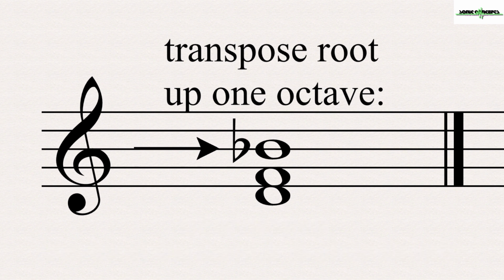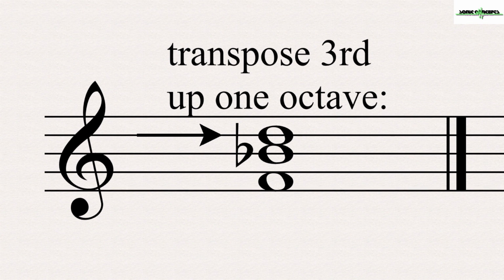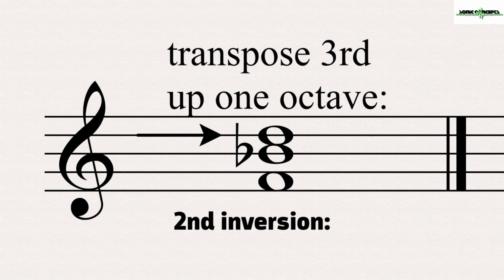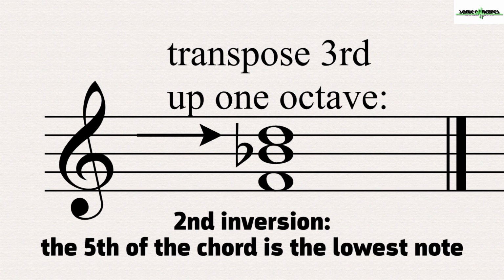Finally, let's take the lowest note of this chord, the third, and transpose it up one octave, leaving the fifth and the transposed root where they are. This inversion is known as second inversion. Second inversion is the designation of the inversion when the fifth of the chord is the lowest note.